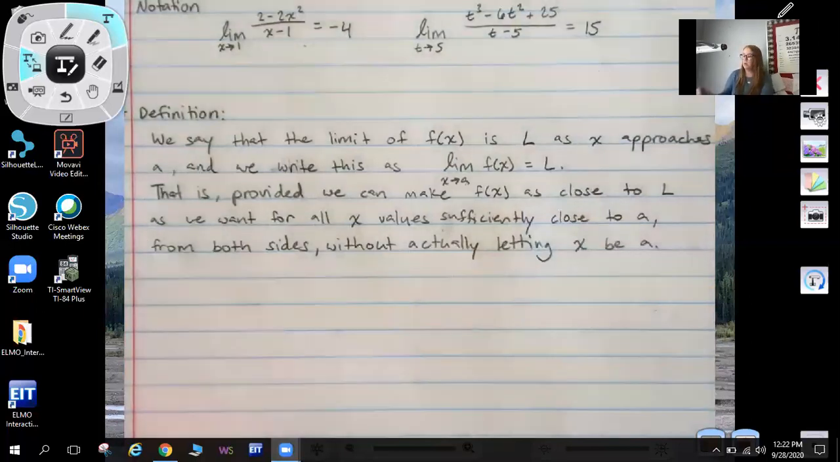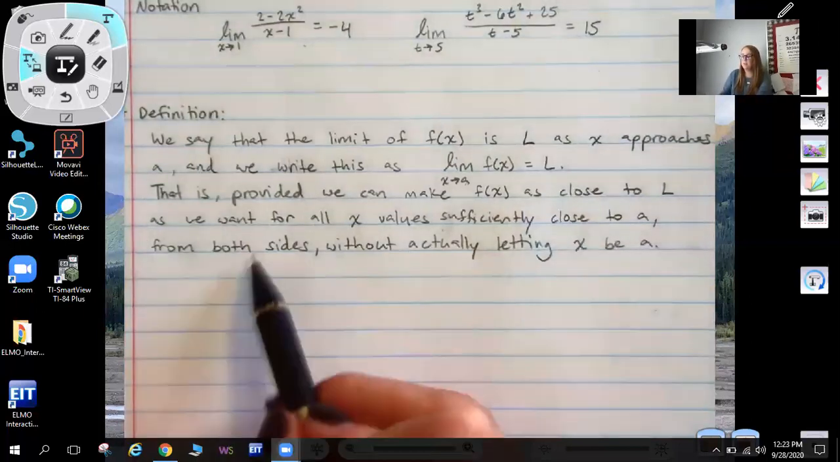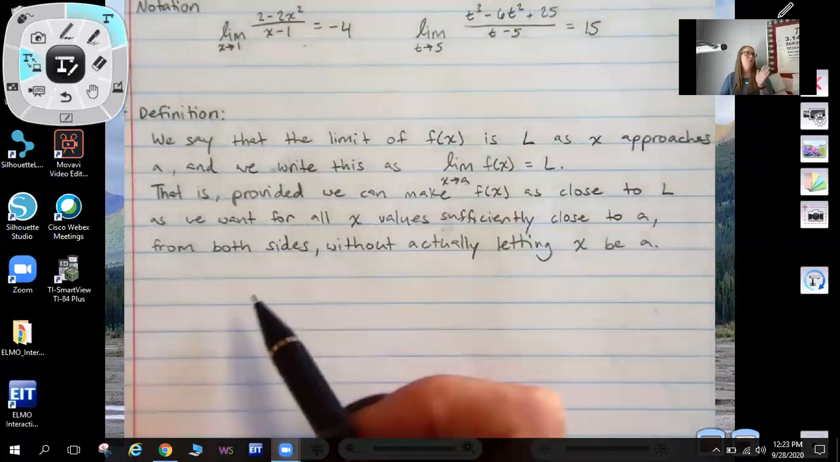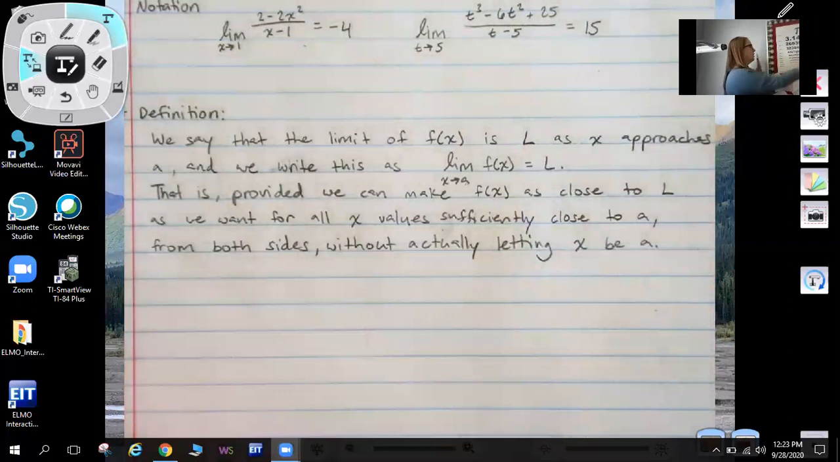Okay, it's also important, this from both sides is important. So when we did our chart, we looked at values getting closer and closer from the left side and closer from the right side. We have to look at both of those every time. We can't just look at one side and call it good.